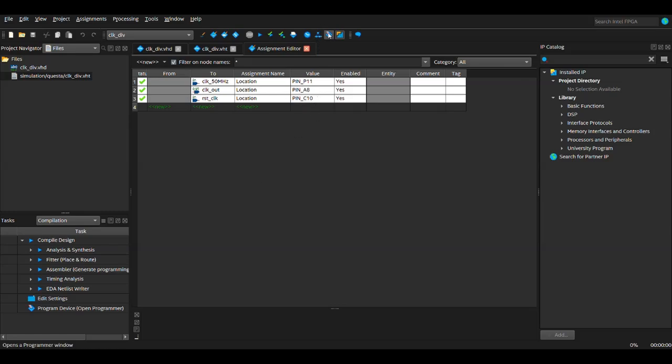After that, we go to the programmer and upload the project to the FPGA. So see you in the FPGA.